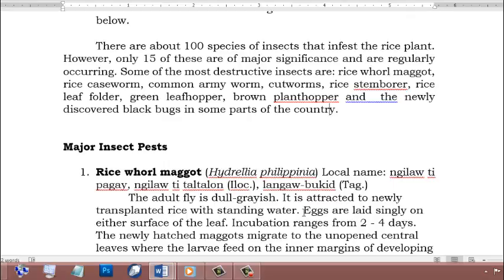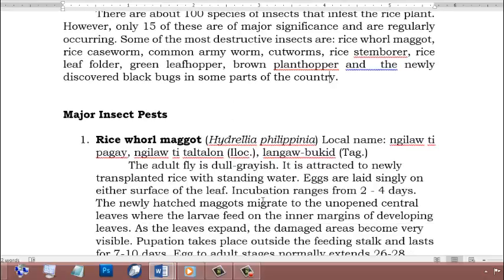So it says here that eggs are laid singly on either surface of the leaf. Incubation ranges from 2 to 4 days. The newly hatched maggots migrate to the unopened central leaves, where the larvae feed on the inner margins of the developing leaves.